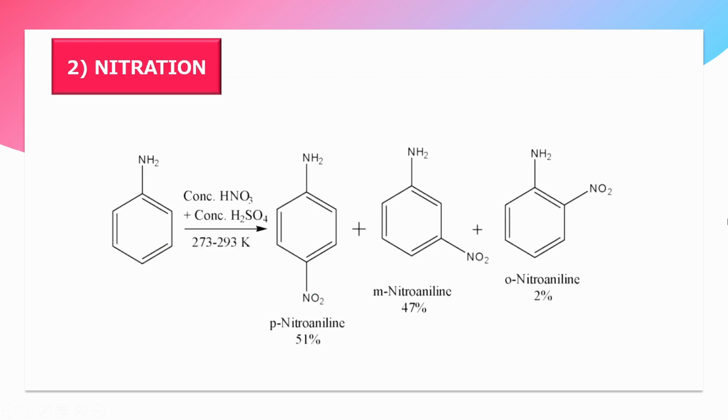The next electrophilic substitution reaction that aniline shows is the nitration. Now, it's a bit of a problematic reaction for aniline because we're getting 47% of m-nitroaniline. So in the next slide, we'll see what propels this reaction to make such a large amount of meta-nitroaniline.